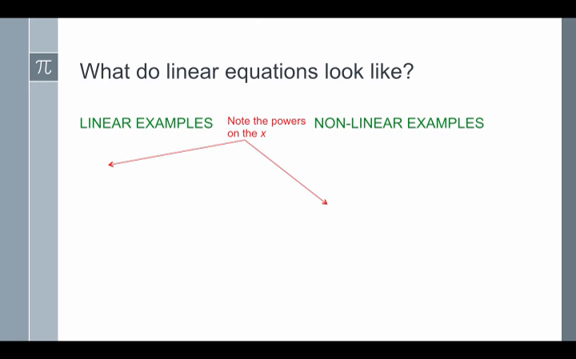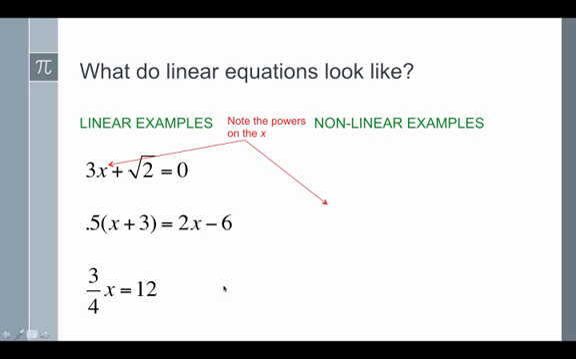So what do linear equations look like? Let's look at a few examples of linear equations. Here's one: 3x plus the square root of 2 equals 0. Well, x is just to the first power. It doesn't matter that the square root of 2 is in fact the square root of 2. We only know that it has to be a real number, and that is indeed a real number.